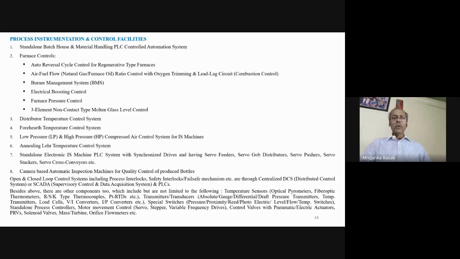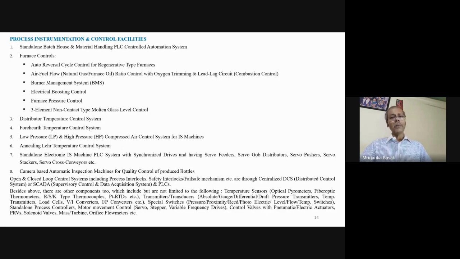Now we are coming to the end of this presentation. I will brief you about various control and instrumentation facilities used in a glass plant. We have discussed so many things already. The batch house automation, that is PLC controlled. Then furnace control. I have told you about the reversal system. Auto reversal control is an automatically controlled system.